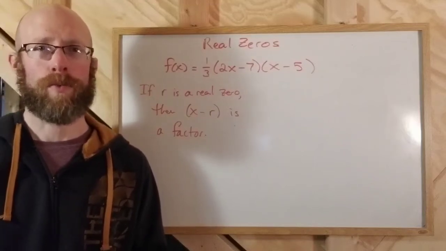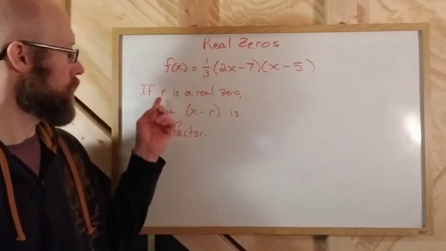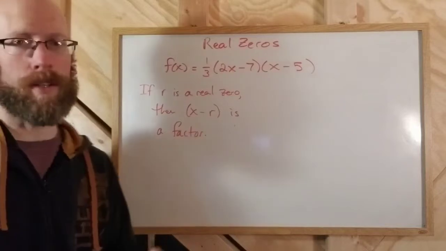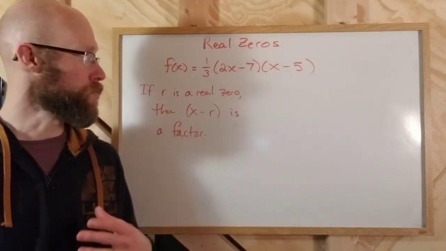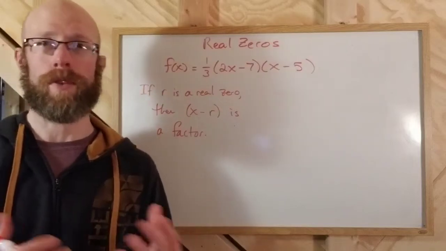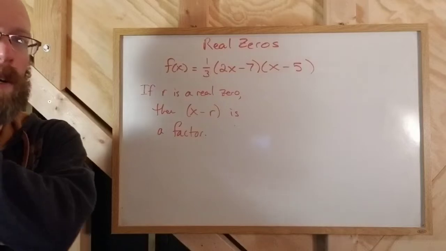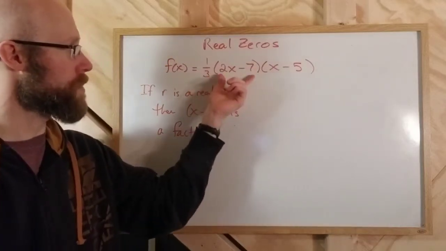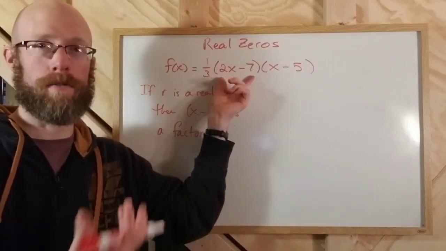Continuing our discussion of real zeros, we have looked at this idea that if r is a real zero, then x minus r is a factor of your polynomial. So you have this relationship between your real zeros and your factors. Well, here I have an example of a polynomial that has a factor that is not in the x minus r format.